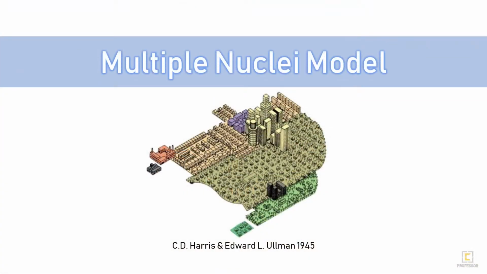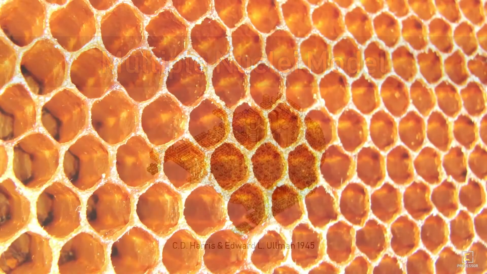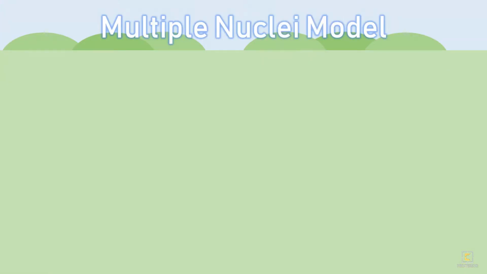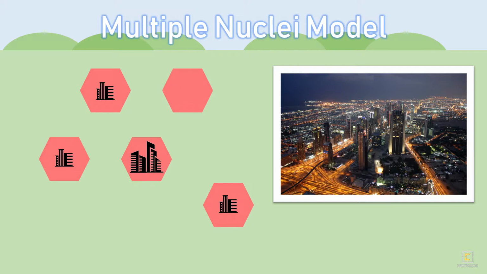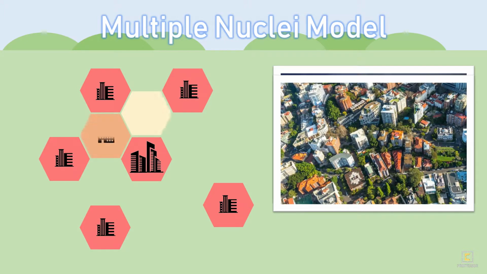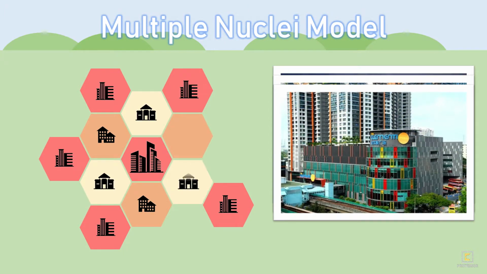The third model is the multiple nuclei model developed by Harris and Ullman in 1945. This model shows cities have multiple growth points or nuclei around which growth takes place. Now imagine a beehive. A city might start with a CBD at the first hex, but over time, multiple hexes are formed as new activities are generated. The scattered activities attract people from surrounding areas and act as smaller suburbs or districts. These suburbs would grow in size with their own public amenities such as employment centers, schools, healthcare, and recreation.